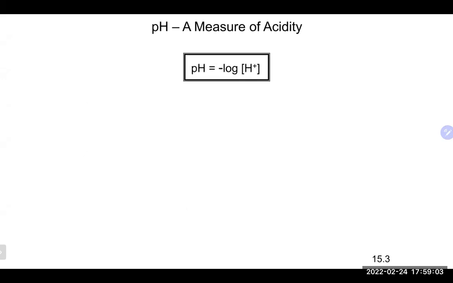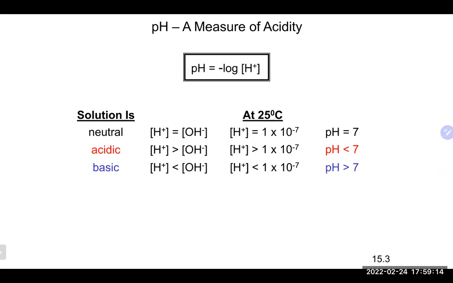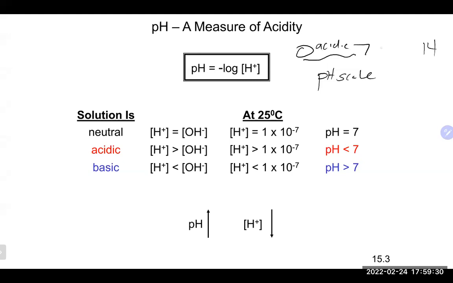Now, another way that we commonly measure acidity of a solution is pH. The pH scale actually runs from 0 to 7 to 14. Below 7 down to 0 is acidic. Above 7 up to 14 is basic. And technically speaking, dead on 7 is neutral.